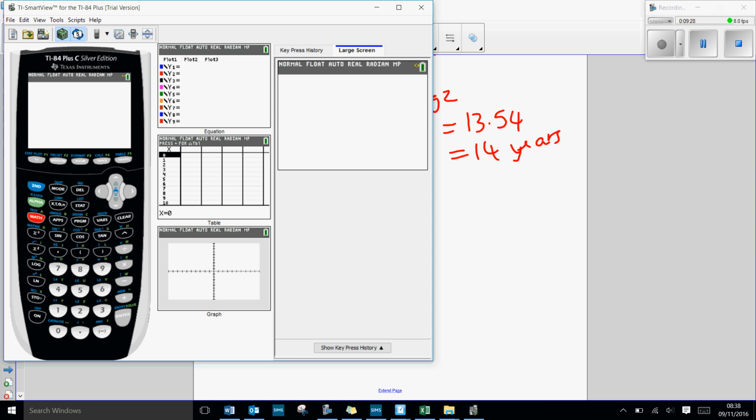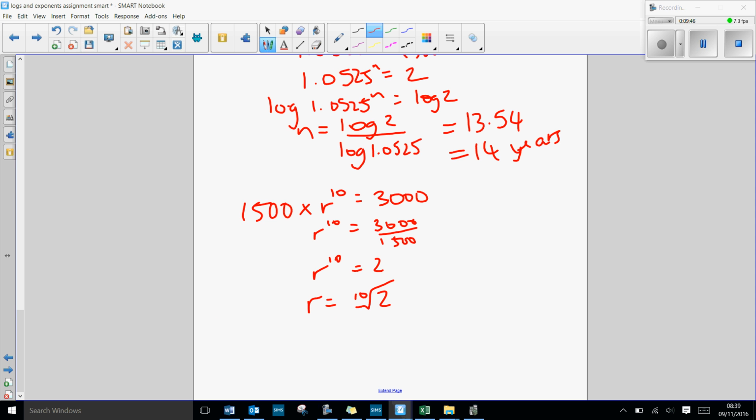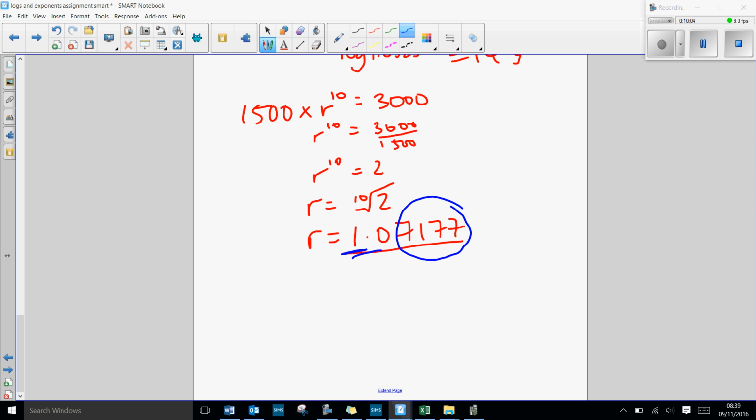So we go to math. We need a different root, so we want number 5. 10th root of 2 is therefore 1.07177. R equals 1.07177. Now notice I've got several digits here because the rate of interest is given by these values here. Remember, the 1 point is coming from the fact that we were increasing the value. So the rate is actually going to be 7.18%.